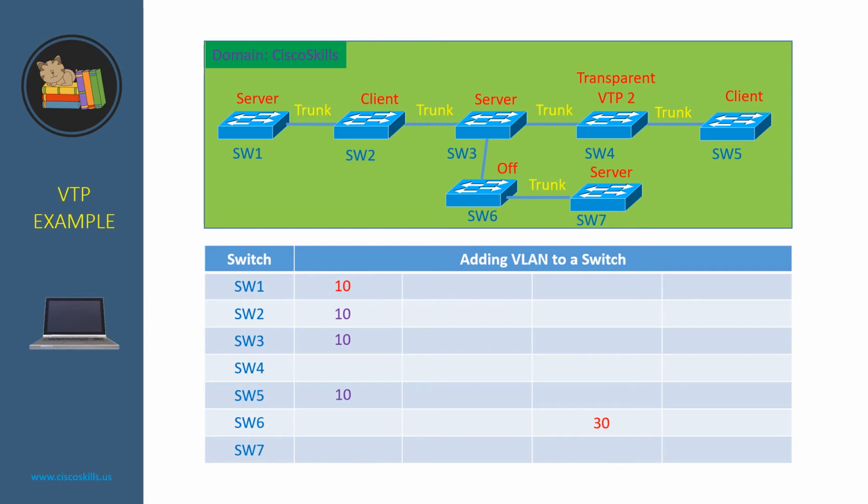Now let's add VLAN 40 into switch 7. Switch 7 is in server mode, so it updates the configuration and advertises to switch 6. But switch 6 is in off mode, so it doesn't advertise the VLAN configuration from switch 7 to any other switches in the domain.